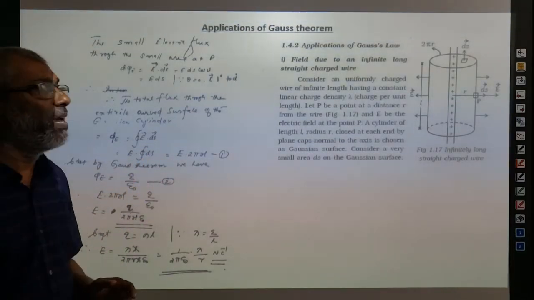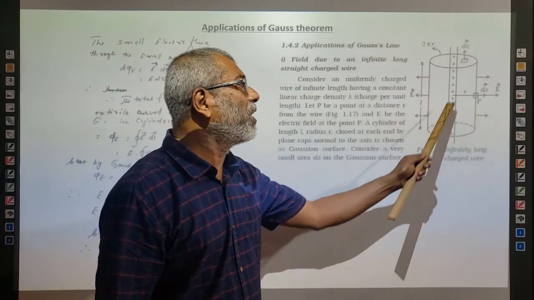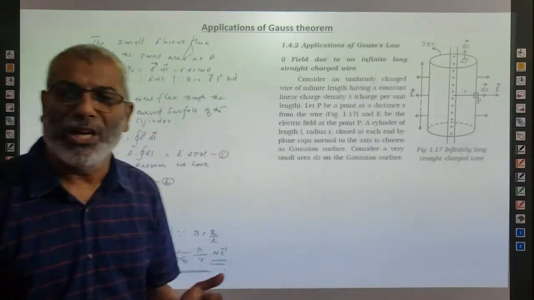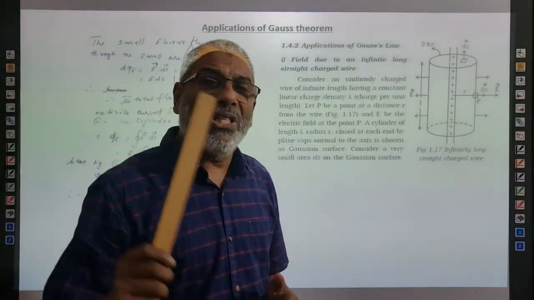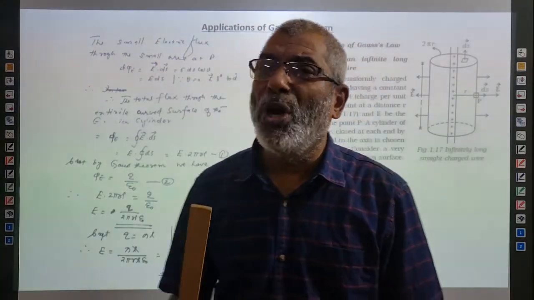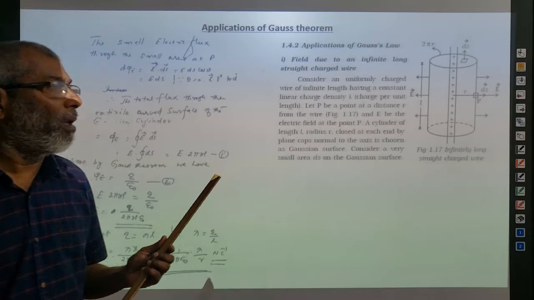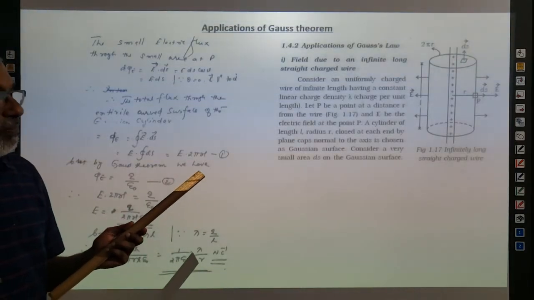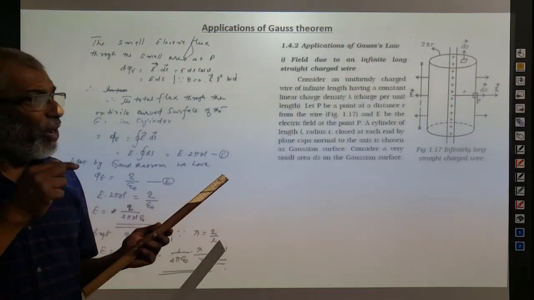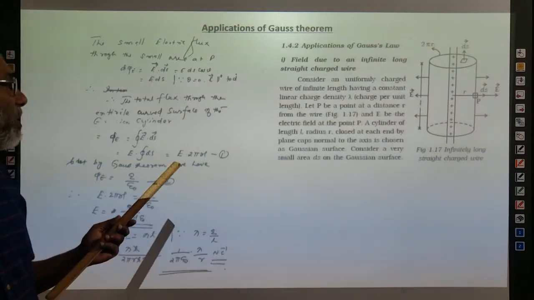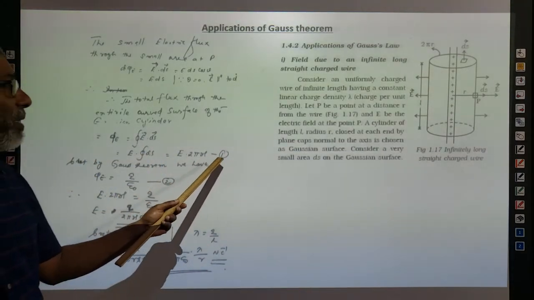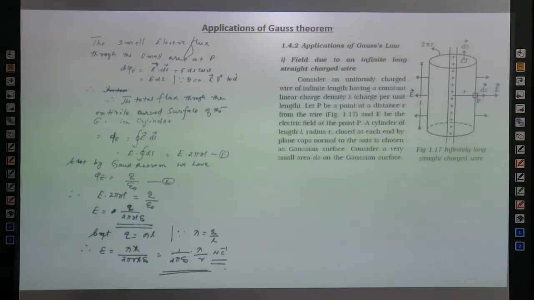What is the integral of ds? The integral of ds is the surface area of the curved surface of the cylinder. The curved surface area of a cylinder is equal to 2 pi R L. What is 2 pi R L? The circumference of the base times the length of the cylinder. That is 2 pi R L. This is equation number 1.